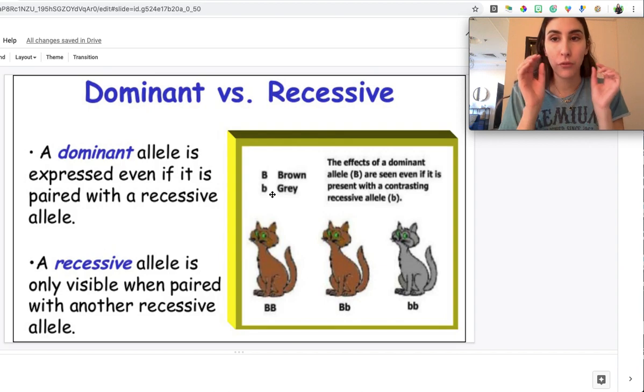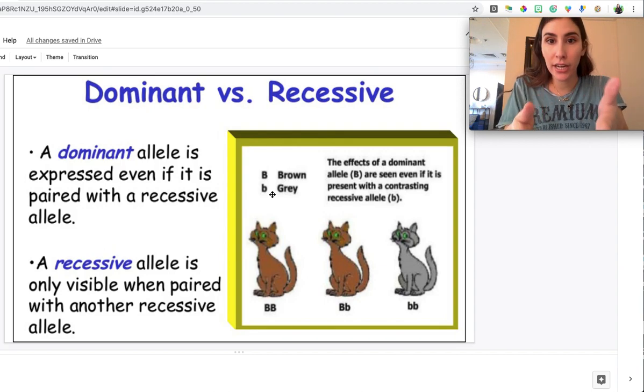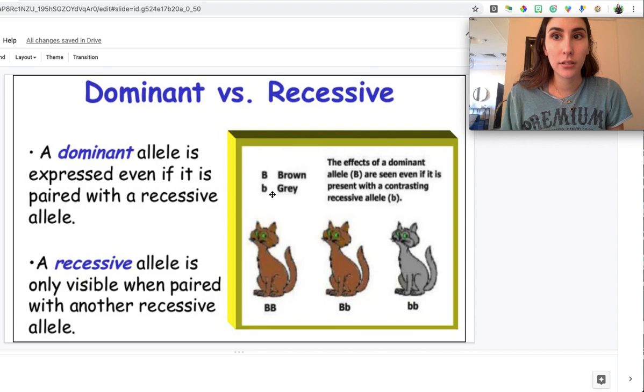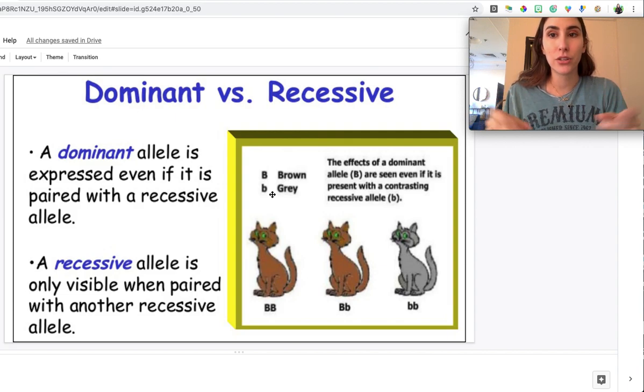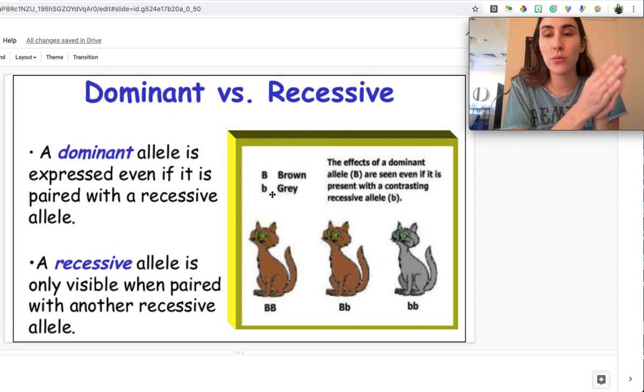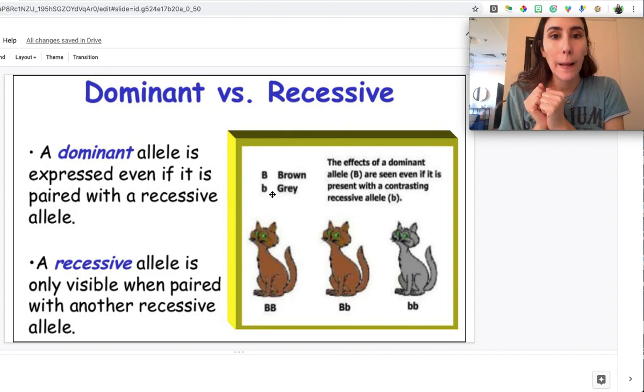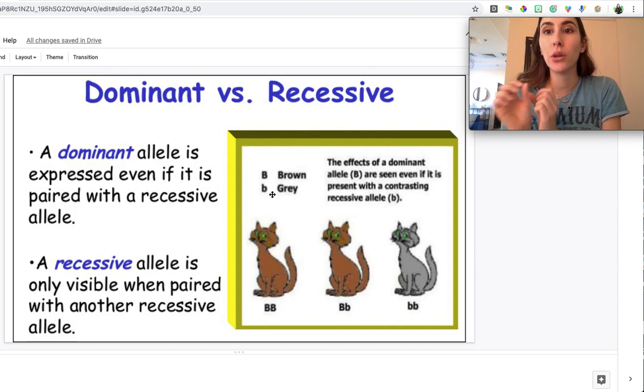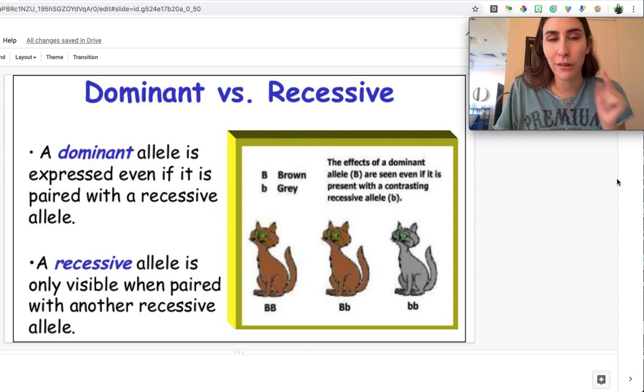If we're talking about the same gene, and here the gene is responsible for fur color, we have to treat it with the same letters. The dominant allele of this gene responsible for fur color is represented with a capital B, and the recessive allele for this gene responsible for fur color is represented with a lowercase b. Again, they have to match. Just wanted to point that out for you.